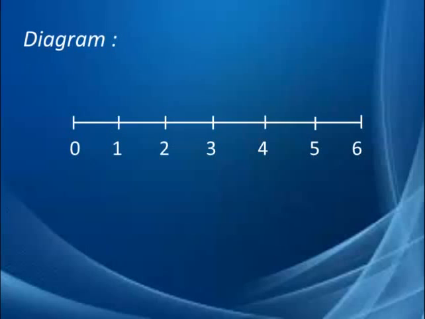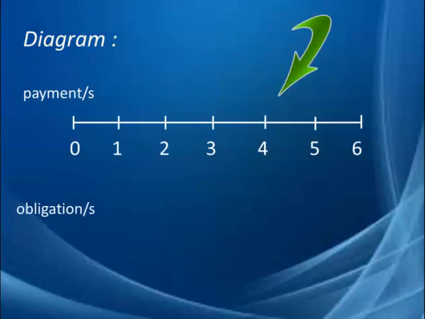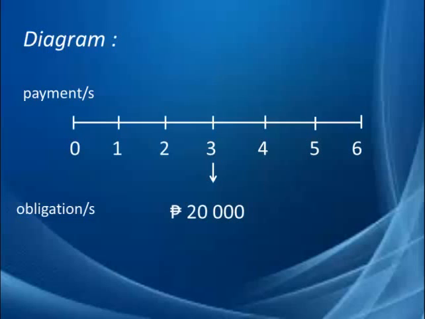Let's have a time diagram. All payments must be written above the line and all obligations below the line. From the given problem, we have an obligation on the 3rd year amounting to 20,000 pesos and on the 6th year 30,000 pesos. And we have to find the single payment on the 5th year, which is denoted as X.